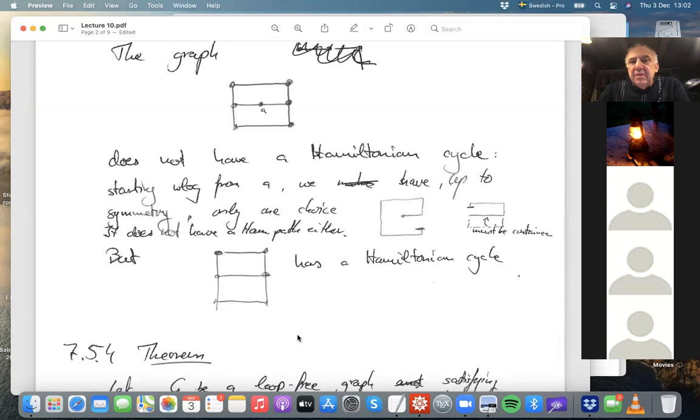A typical result giving a sufficient condition is like this, and we'll see it soon: if your graph has a lot of edges, then it contains a Hamiltonian cycle. On the other hand, there are very simple graphs, like just one simple cycle, where the number of edges is very small compared to the number of vertices. It's hardly connected, and it is Hamiltonian. But it seems to be impossible to give necessary and sufficient conditions.